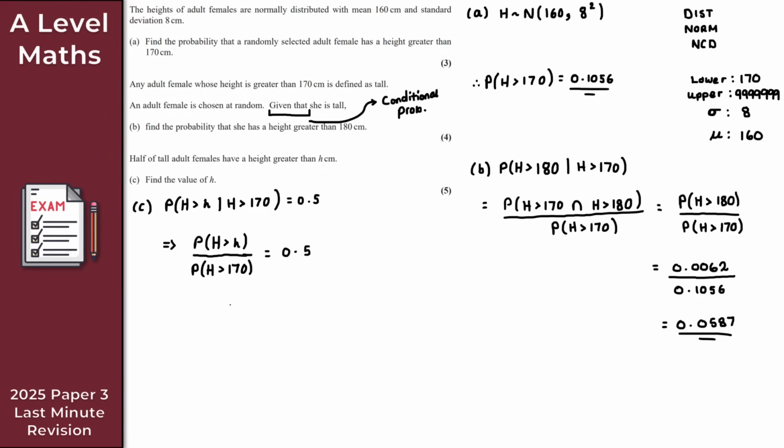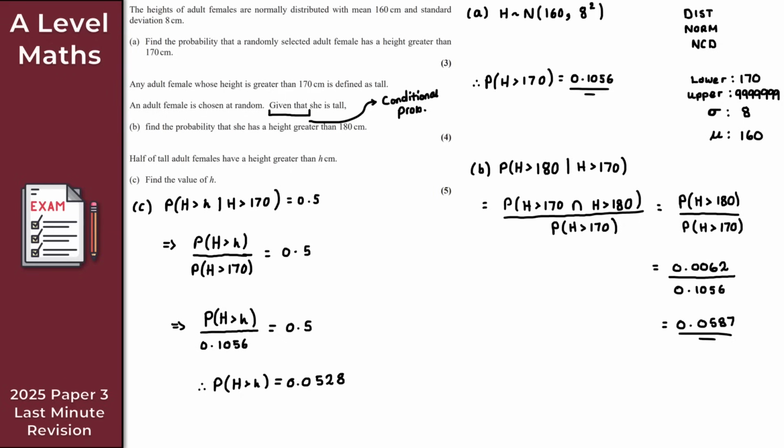Now, we know this probability here, again, we deduced that in part A, that's 0.1056. So what I've got here is the probability then that H is greater than little h, all over 0.1056, and this here then is equal to 0.5, right? So let's just multiply both sides of this equation here by 0.1056. So if I do that here then, what I get is the probability that H is greater than little h is equal to 0.0528 there. Okay.